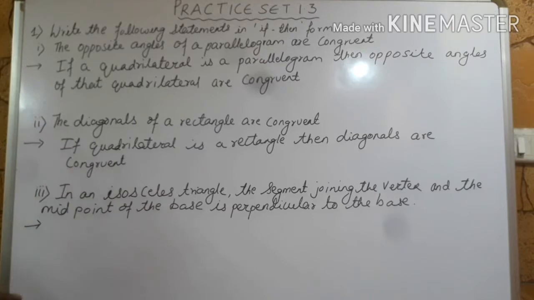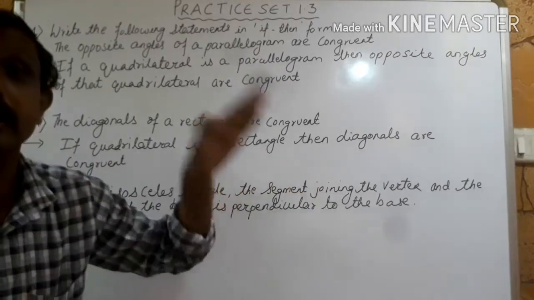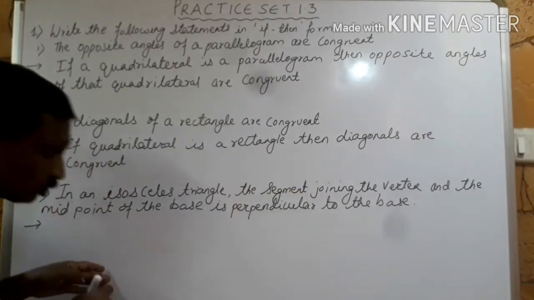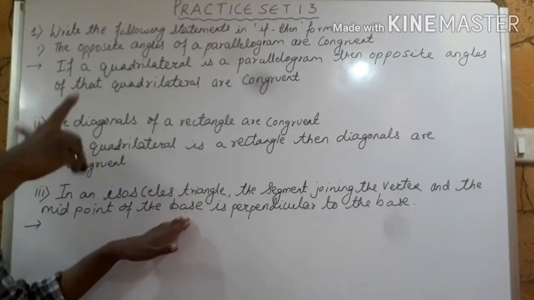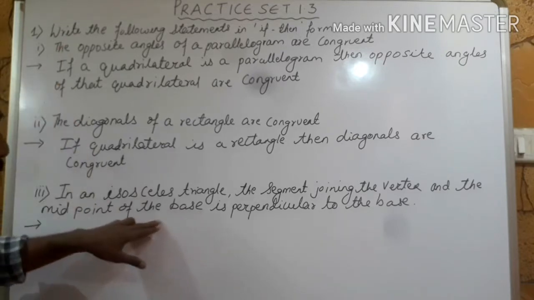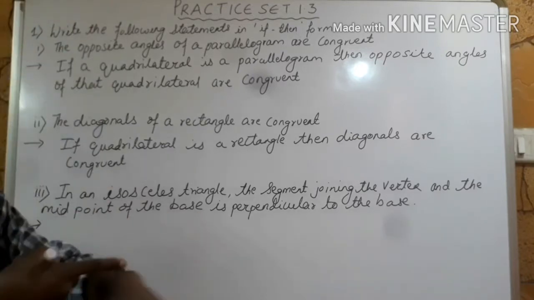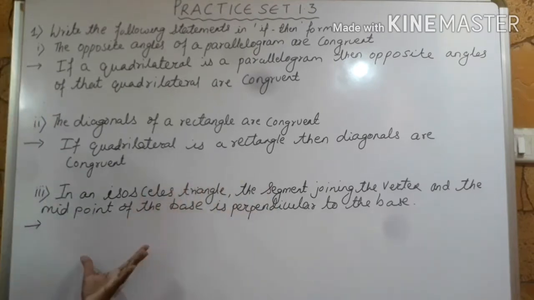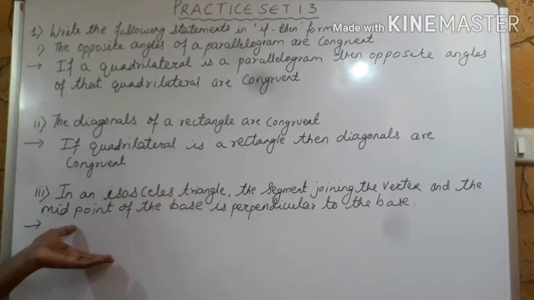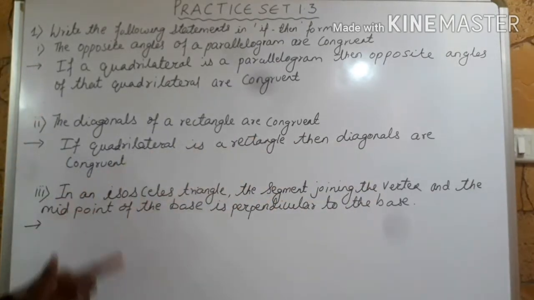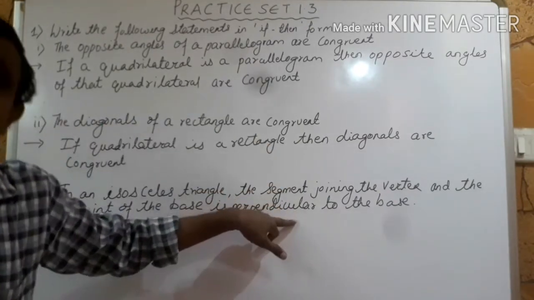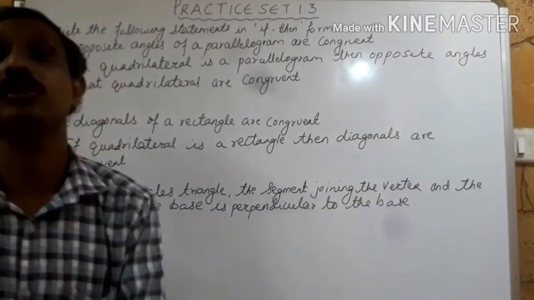Next, in an isosceles triangle, the segment joining the vertex and the midpoint of the base is perpendicular to the base. So how do we write it in if-then form? If the triangle is an isosceles triangle, then the segment joining the vertex of a triangle and the midpoint of the base is perpendicular to the base.